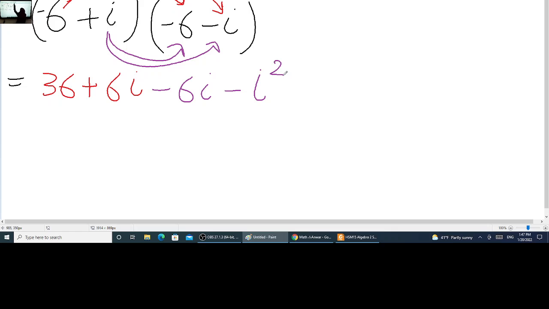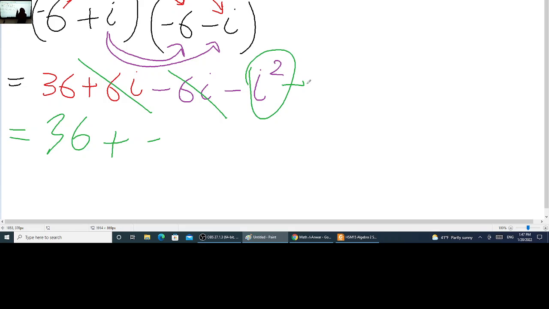Now, positive 6i with negative 6i will cancel. So 36 as is, plus negative i squared. We know that i squared is negative 1, so minus of negative 1 is positive 1. So 36 plus 1 is 37. So the product of these two complex numbers is 37.